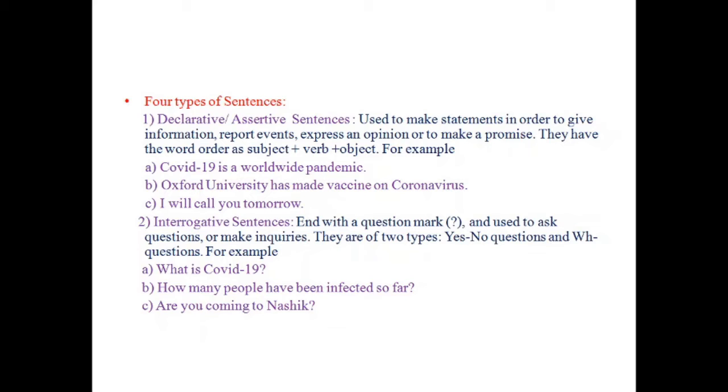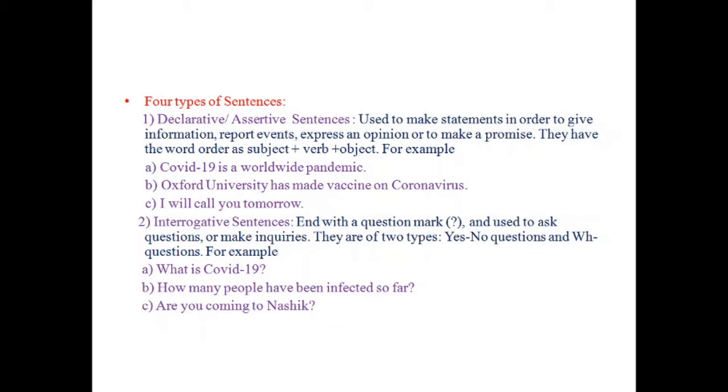Let us see the third example of declarative sentence, that is, I will call you tomorrow. This is a kind of promise. And promise is stated in the form of declarative sentence. So these are three examples of declarative sentence. I hope you are getting what declarative sentences are.